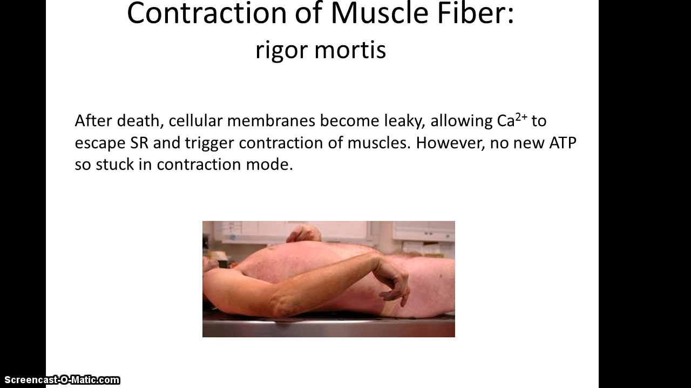Eventually, though, the cells will degrade and enzymes will break down the sarcomere itself, and once that's broken down, the muscles will then relax again.